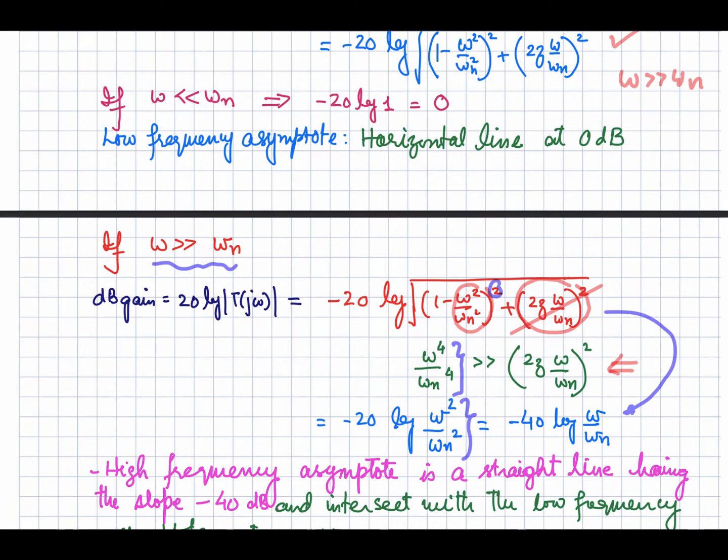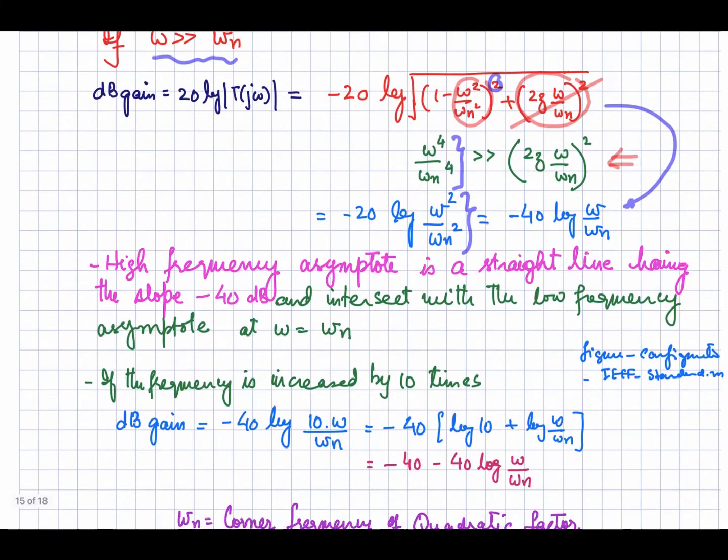So the high frequency asymptote is a straight line having the slope equal to minus 40 dB per decade, and it will intersect the low frequency asymptote at omega equal to omega n. So if you place omega equal to omega n in this expression, this is going to be 1, so this will become 0 dB. So this will intersect the 0 dB line in the Bode diagram.